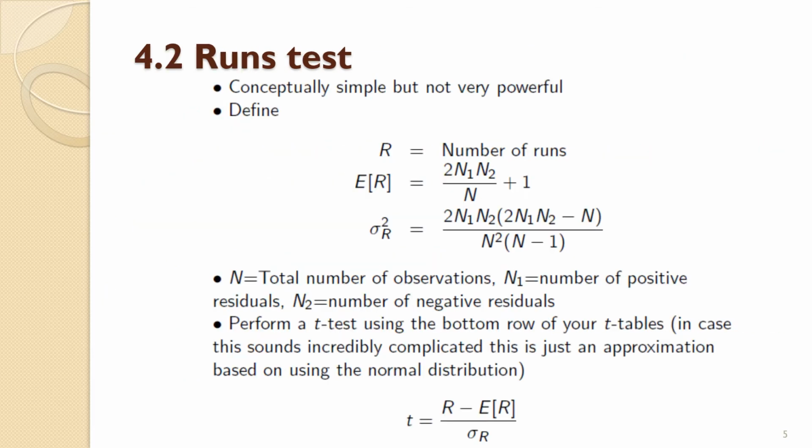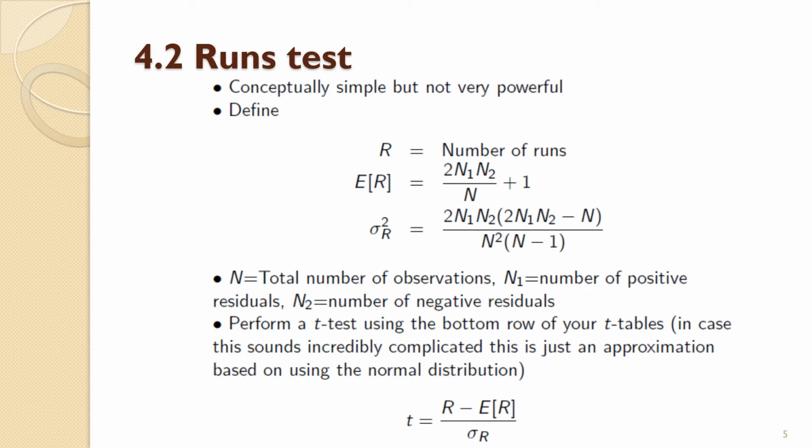So the runs test is conceptually simple, not very powerful, and again the basic idea here is that if the regression model is correctly specified, then it's a 50-50 coin toss whether or not the residuals are positive or negative. Now what can often happen is if the regression model is not correctly specified and there's some autocorrelation present, then you tend to get runs of residuals that all have the same sign.